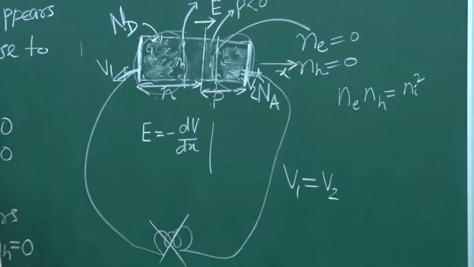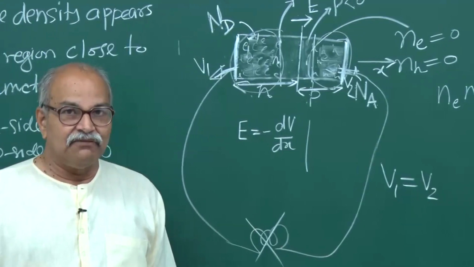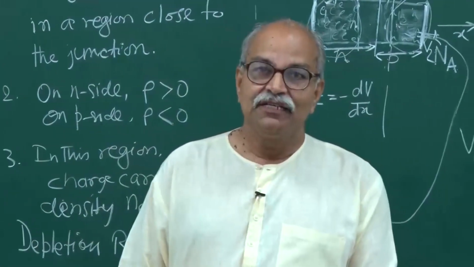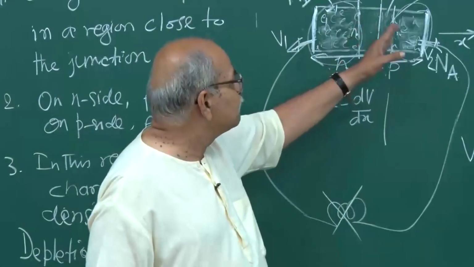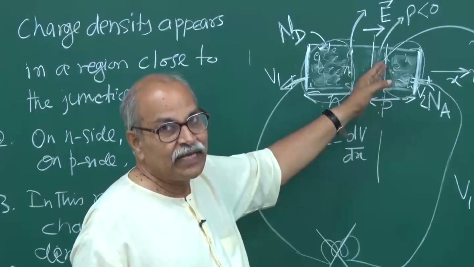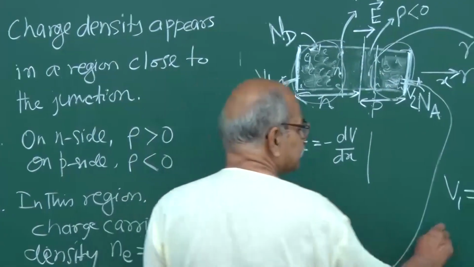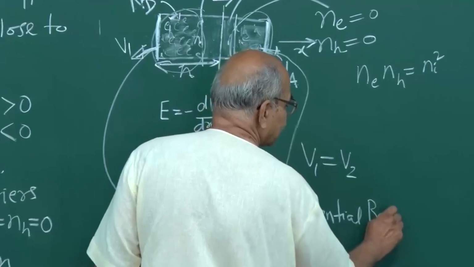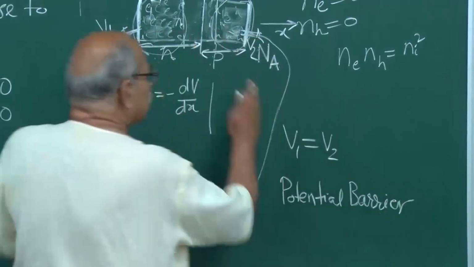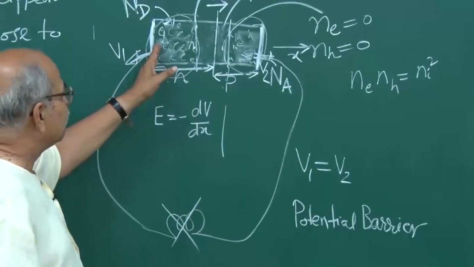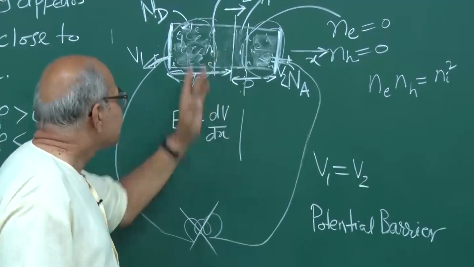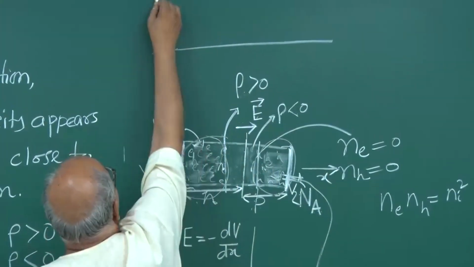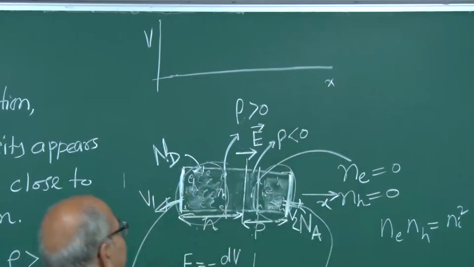So in our next lecture, we will derive a relation for this potential difference that is created, which is also known as the potential barrier. Why potential barrier? If you remove the metallic contact, we are still in the semiconductor, and then if I plot the potential as a function of x, how will it look?